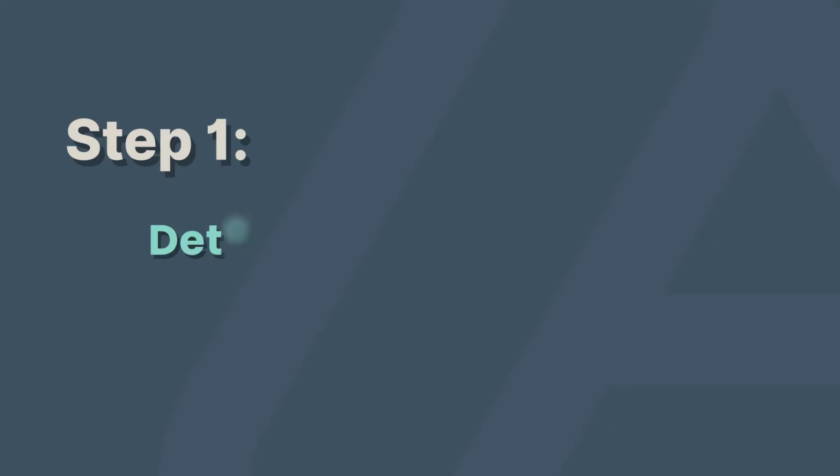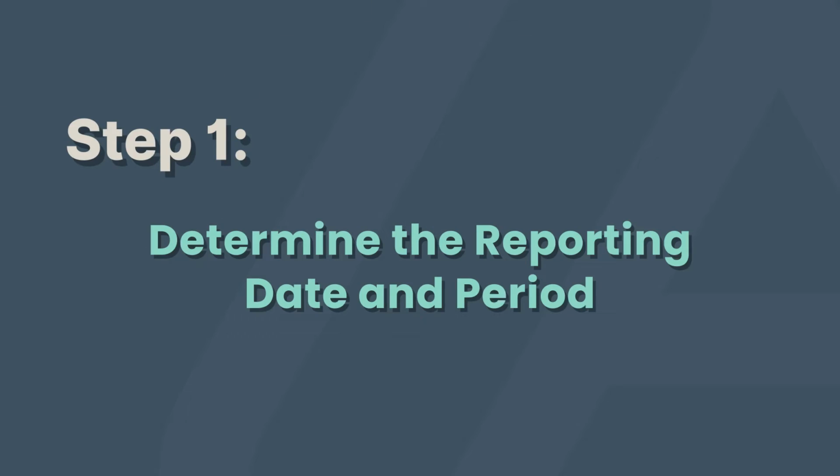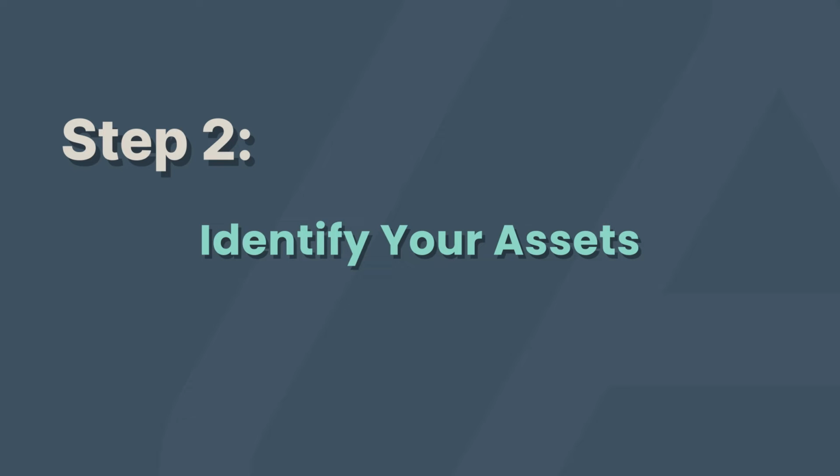There are 5 steps to creating a balance sheet. The first step is to determine the reporting date and reporting period for your balance sheet. In most cases, the reporting period is a financial quarter, and the reporting date is the last day of a particular financial quarter. The second step is to identify your assets.